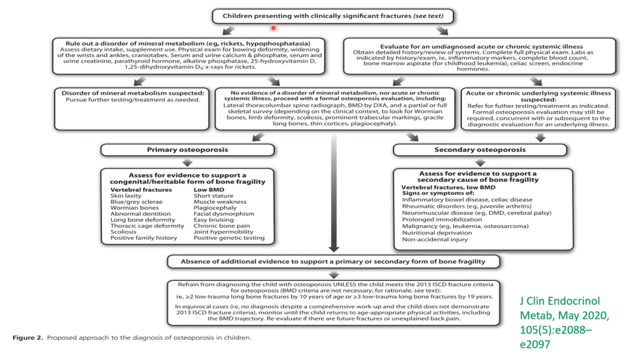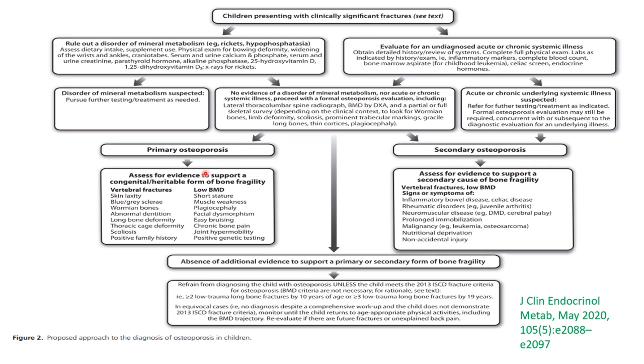So this is just an approach. Children presenting with clinically significant fractures, rule out a disorder of mineral metabolism, that is rickets, hypophosphatemia. Assess the dietary intake, supplement use, do the physical examination, and then investigations as already discussed. If a disorder of mineral metabolism is suspected, do testing and treatment accordingly. If there is no disorder of mineral metabolism nor acute or chronic systemic illness, proceed with the formal osteoporosis evaluation, including imaging as we have already discussed.